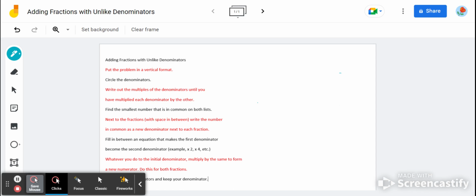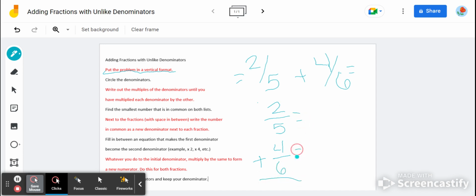So we need to work on equivalent fractions. The first step here, which is very important, is to put the problem in a vertical format. Meaning if I have a problem such as 2/5 plus 4/6, I used to have students work this way and then convert with equivalent fractions on either side, and they would get very, very confused. So we're going to start off by rewriting it vertically. 2/5 plus 4/6. And then we can work to make the equivalent fractions on the side.